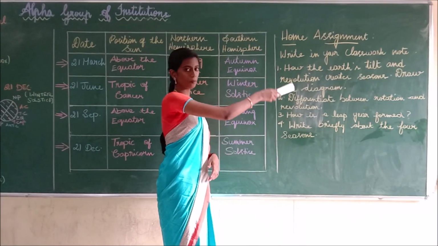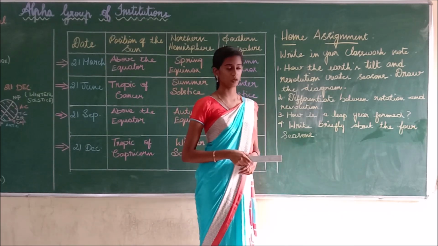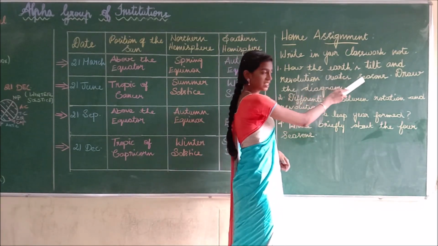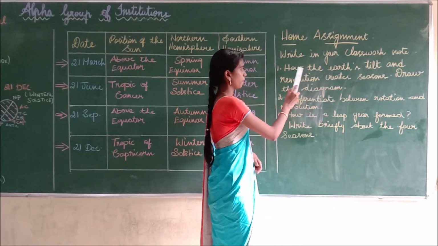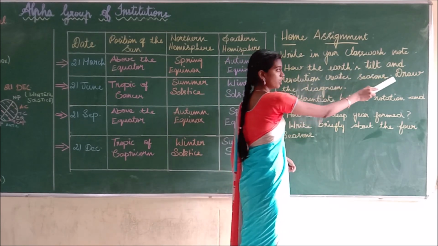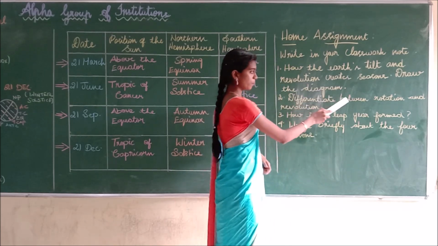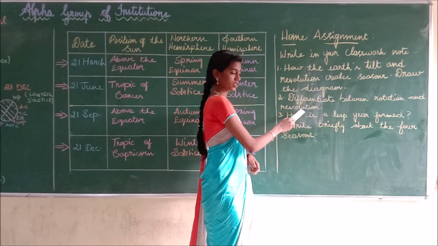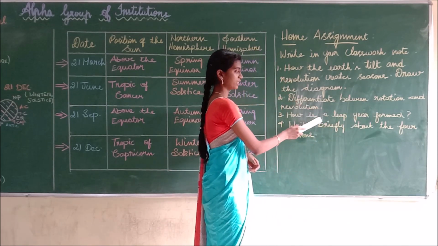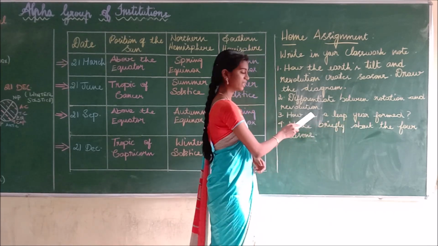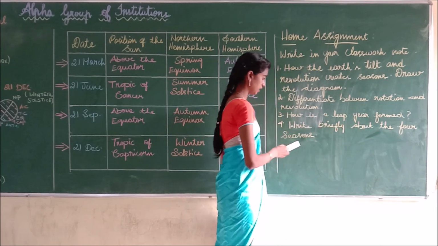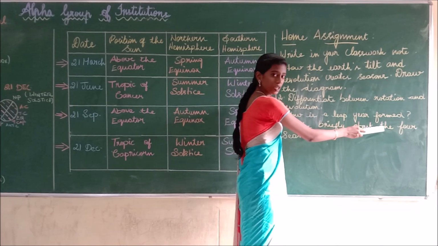Okay, this is for your home assignment. You have to write it in your classwork notebook. How the Earth's tilt and revolution create seasons. Draw the diagram. Differentiate between rotation and revolution. How is a leap year formed? Write briefly about the 4 seasons.